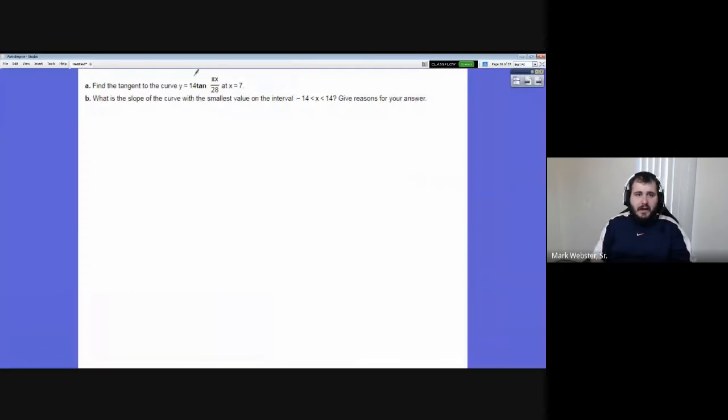Once again, hey, find the tangent line to the curve here. So I want my y, right? Because I've got my x1, that's 7. My y1, I'm going to find. My slope at 7, I'm going to find. So let's do that now.